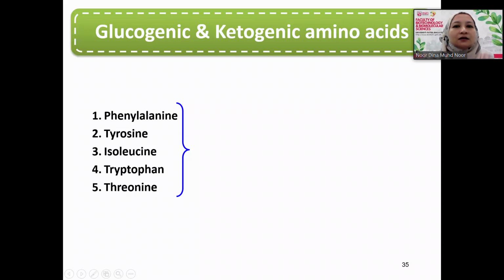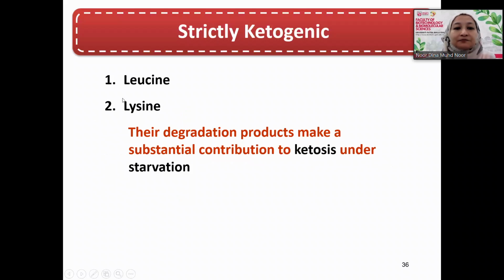And then we also have another classification of amino acids. They can be both, whether glucogenic or ketogenic. Meaning these amino acids can produce glucose, but they can also produce what we call ketone bodies. So these are the 5 amino acids: phenylalanine, tyrosine, isoleucine, tryptophan, and threonine. These 5 can be both glucogenic or ketogenic amino acids, right?